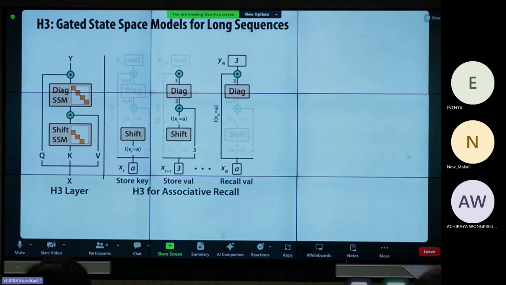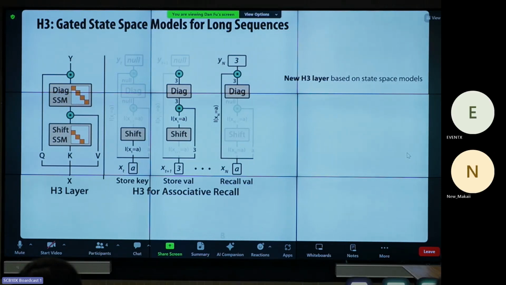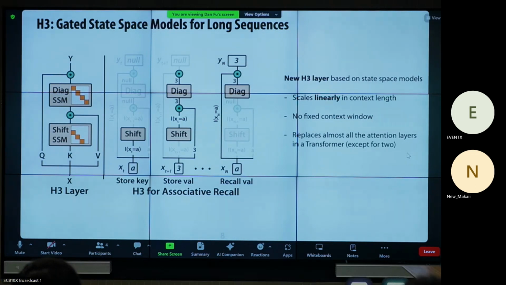The first is this paper called H3 Hungry Hippos, and this one is really a combination of a new architecture and some hybrid attention layers that allows us to start scaling sub-quadratically. It's a new layer based on state space models, which scale linearly in the context length. They actually don't have a fixed context window. So with these H3 models, you train them on one sequence length, and you can start running them on any sequence length. We showed that you can replace almost all the attention layers in a transformer, and when you do so, with this hybrid architecture, you can actually outperform them in perplexity and downstream evaluation. So you actually get a better, higher quality model at the end of it.